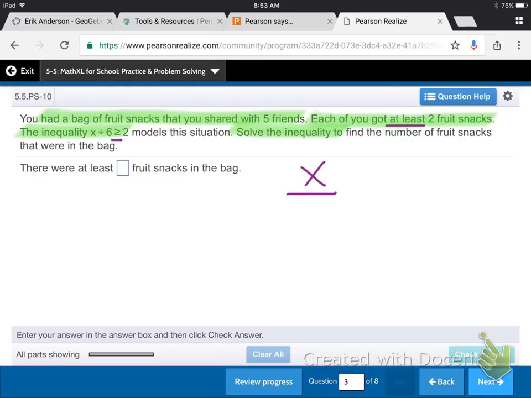X divided by 6. I'm not going to use the division symbol like it shows. I'm going to use the fraction bar. And it is greater than or equal to 2. Now, we know from the last problem that all we have to do is multiply both sides by 6. If we were dividing by 100, we'd multiply by 100. If we were dividing by negative 3/4, we'd multiply by negative 3/4. Whatever will cancel that number out.